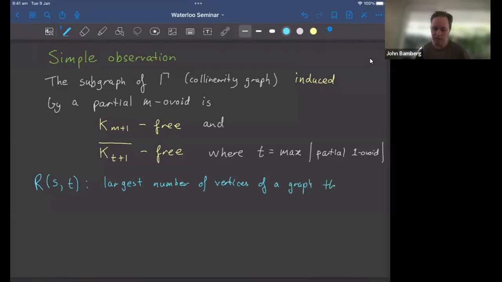That has no S-clique. Oh, I should say it a different way, hey? So K_S-free and no co-clique of size T. Okay, so Ramsey's theorem is that this is actually a finite number.